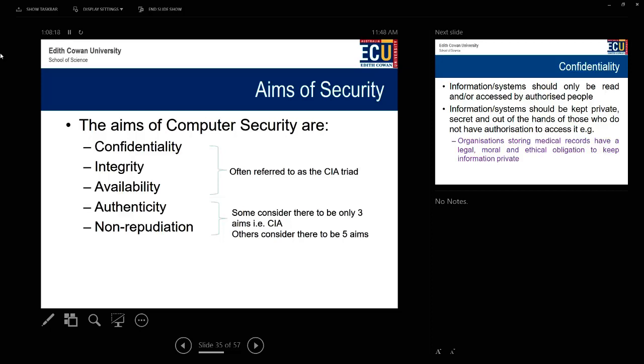There are two more aims of security, authenticity and non-repudiation. It depends on what document you are referring to. Some people agree on these three, others say that there should be five aims of security. If you understand these three, it should be enough for you. These two should be icing on the cake if you understand what authenticity and non-repudiation are. But you should memorize these three by heart. Don't memorize the definitions, try to understand what these concepts are.